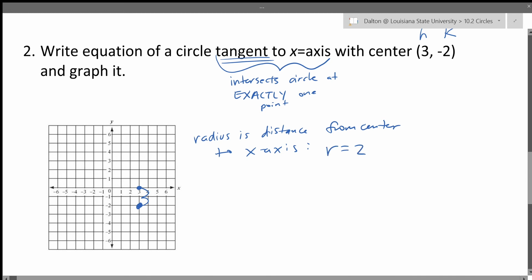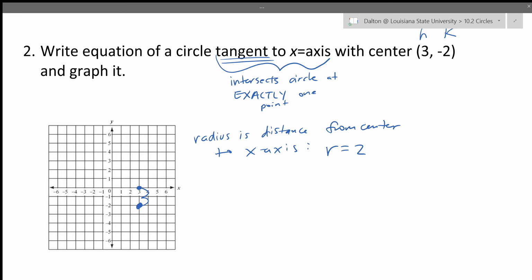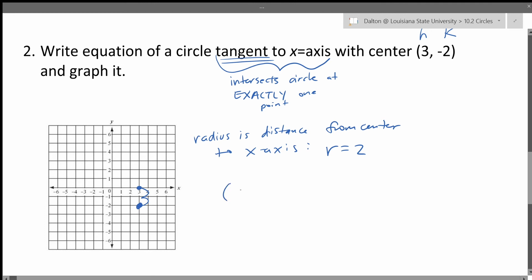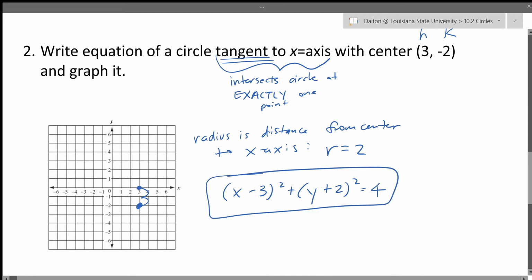So you already had h and k, you now have r, and then we're just going to plug this into the equation of a circle. (x minus h) squared plus (y minus k) squared equals r squared. So we'll have (x minus 3) squared plus (y minus k). Well, k is -2, so that's going to change to (y plus 2) squared equals r squared, which is 2 squared, which is 4. So there's the standard equation of a circle.